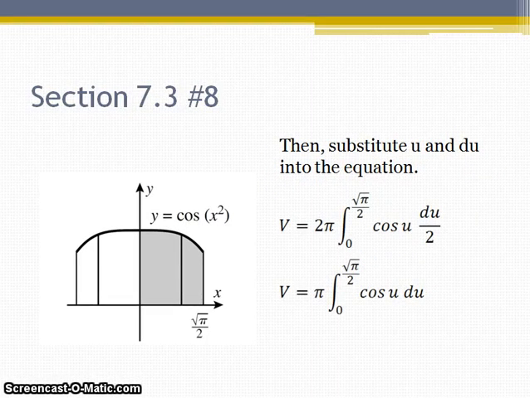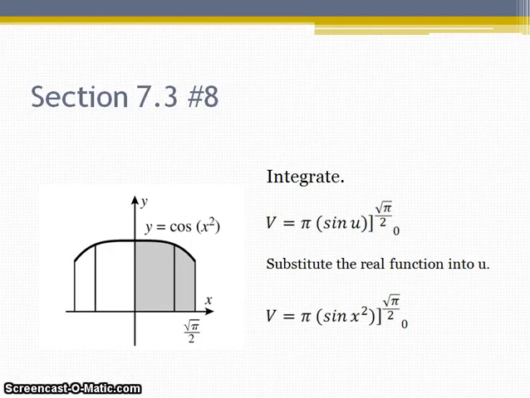Then, substitute u and du into the equation. Volume equals 2 pi times integral from 0 to square root of pi over 2 of cosine u du over 2. Since 1/2 is also a constant, you can pull it out through the integral notation. So you get volume equals pi times integral from 0 to square root of pi over 2 of cosine u du.